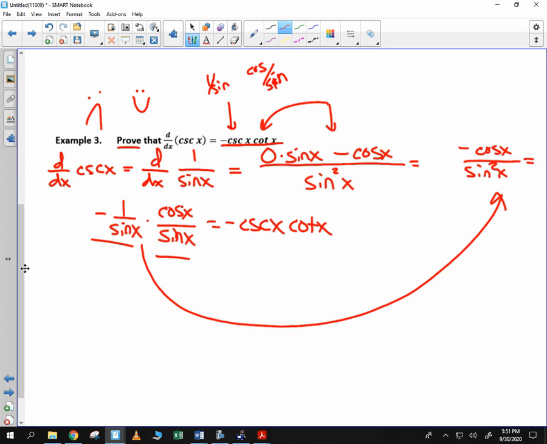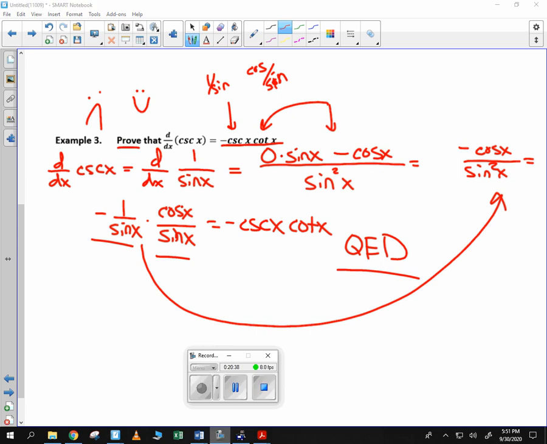Your proof is done. A great way to end your proof is QED, which is a Latin acronym for that which was to be demonstrated has now been shown. It is 20 minutes.